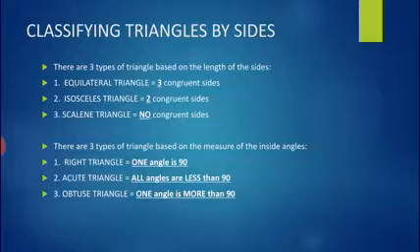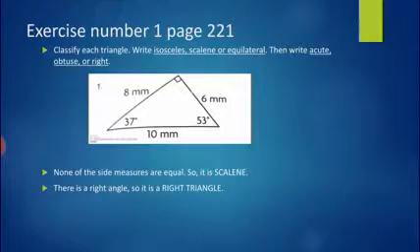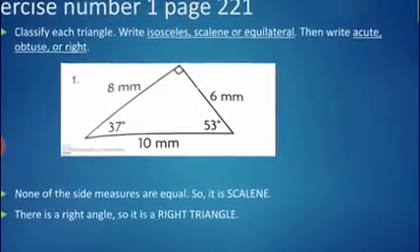Okay, let's go to the exercises. Open your book, page 221. Exercise number 1. We want to classify each triangle. We want to write if it is isosceles, equilateral or scalene, and then we want to write if it is acute, obtuse or right. Okay, we have this picture.